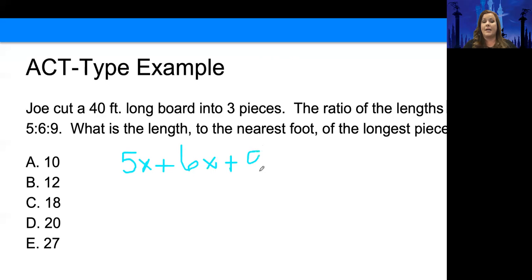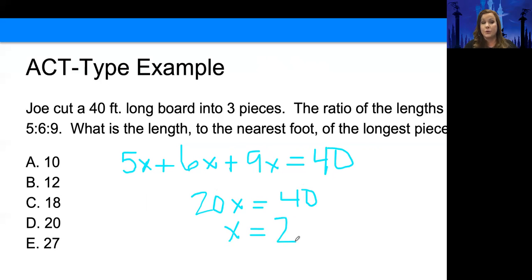plus 9x is equal to 40. Because we need to know what constant number they have multiplied each one of these ratio factors by to equal 40. And so 5x plus 6x is 11x plus 9x gives me 20x equals 40. So that means that we are increasing this ratio by a factor of 2.